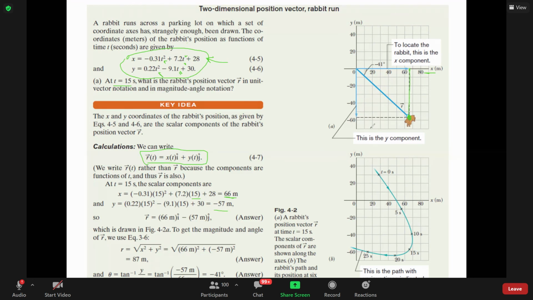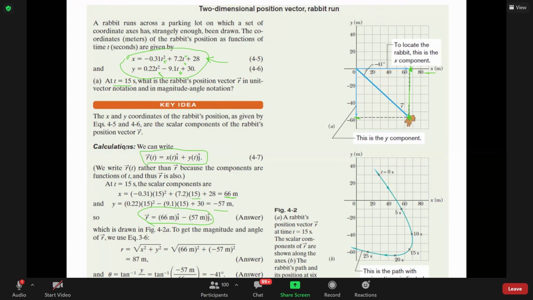So at 15 seconds, the rabbit was located at 66 meters on the x coordinate, or x component, and minus 57 along the y component. So I can write the position vector of the rabbit this way: 66 meters i hat at 15 seconds, and minus 57 meters j hat at 15 seconds also. But he might say, you have a nice equation like this. If you put it in an Excel sheet or Python or any computational tool, and you ask it to give me the location at any time.